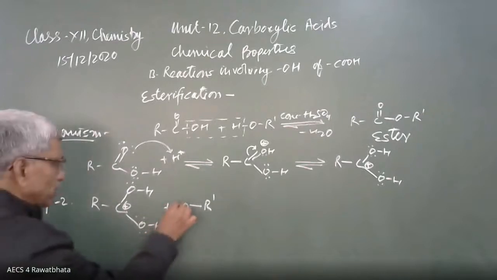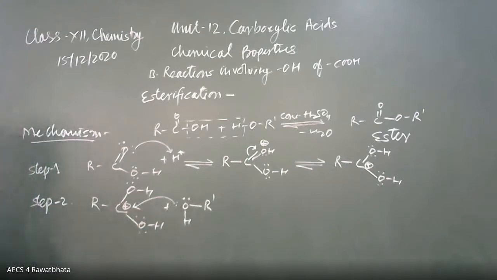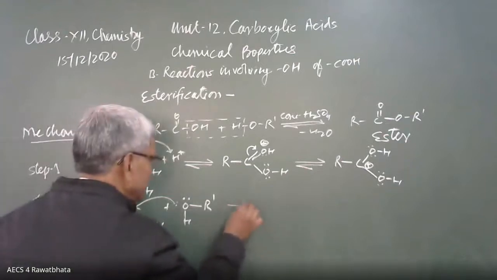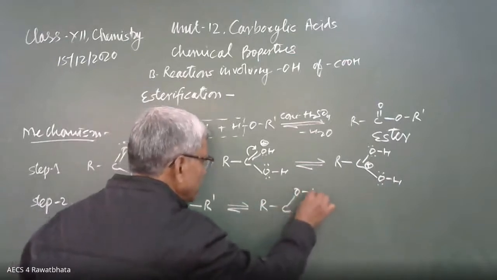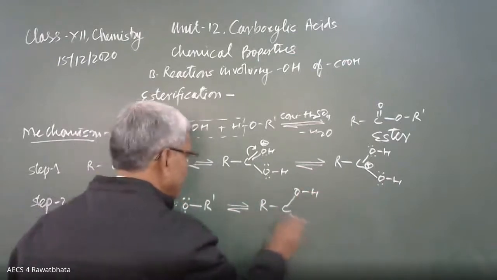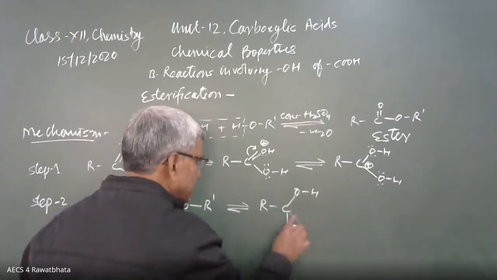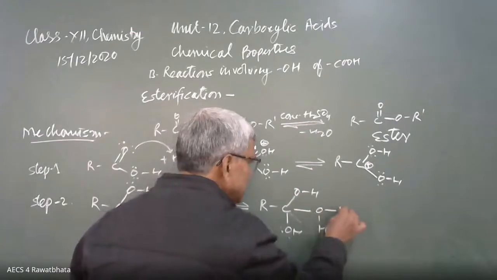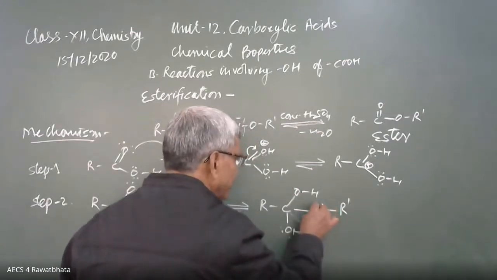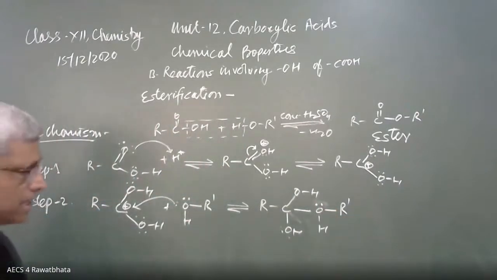It is attacked by this oxygen of the alcohol. This alcohol oxygen has lone pairs. Now this electron pair is approaching the carbon, which is positively charged, and it forms another intermediate, R bond C. Here is OH, an OH also present here, and this is joined to the alcohol. Here is H, here is R dash. Only one lone pair here. Okay, better. This is another intermediate.